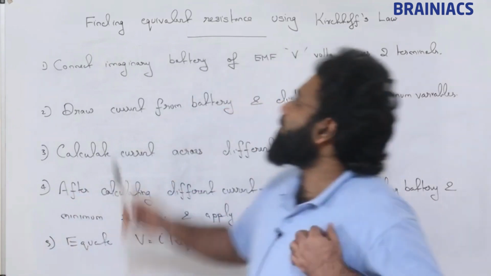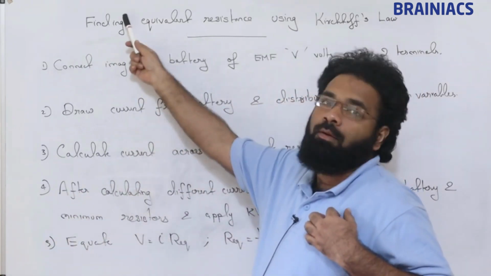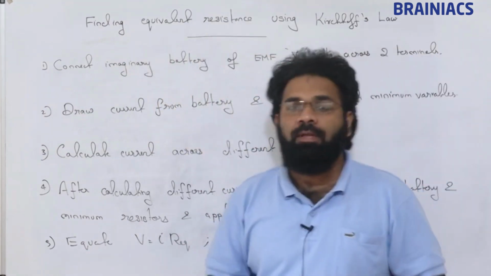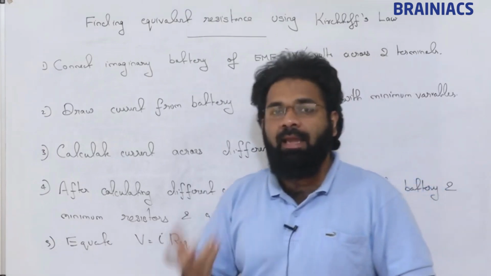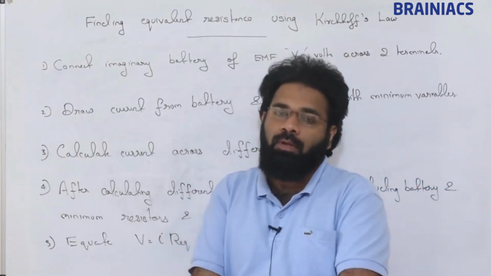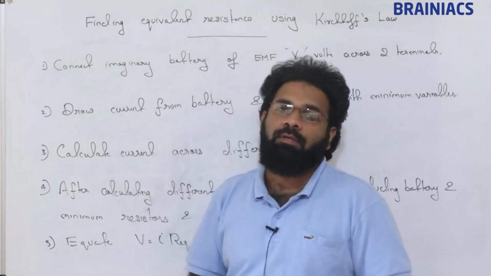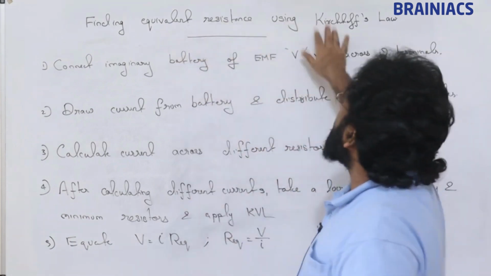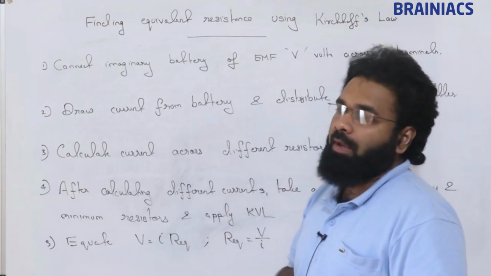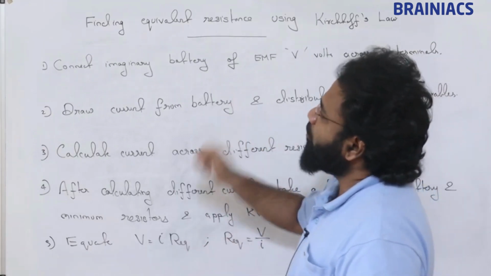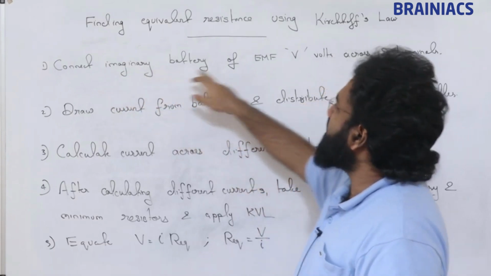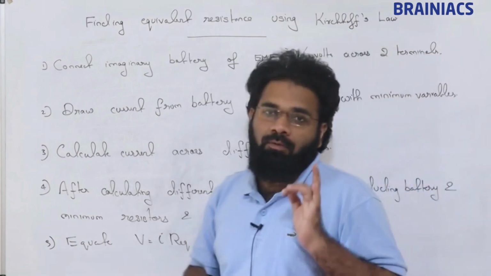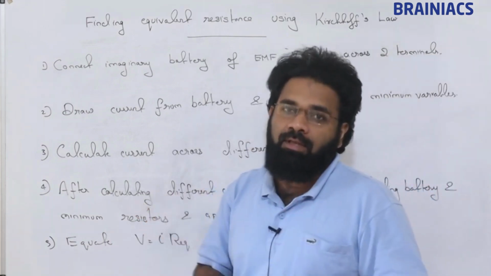Students, so next topic is finding equivalent resistance using Kirchhoff's law. Finding the equivalent resistance, a category of questions we have done already. Now certain questions we cannot solve using the methods we have learned, so sometimes you will have to use Kirchhoff's law. So how to do this? First step is to connect an imaginary battery of EMF V volts across the two terminals across which we need to find the equivalent resistance.